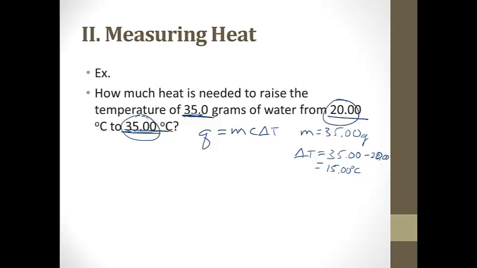And what's C? Well, C for water, you can look it up, or we can figure it out. Remember, specific heat capacity: how much heat is needed to raise the temperature of 1 gram of water by 1 degree Celsius? If you remember your definition, this was a calorie. For water, I want to do it in joules though. 1 calorie is 4.18 joules. Units are joules over grams times degrees Celsius or Kelvin.